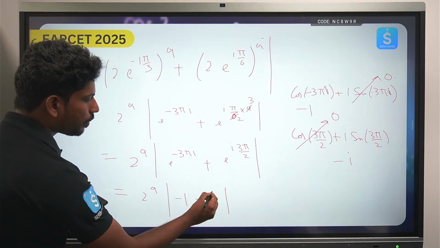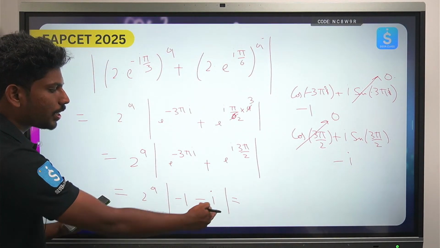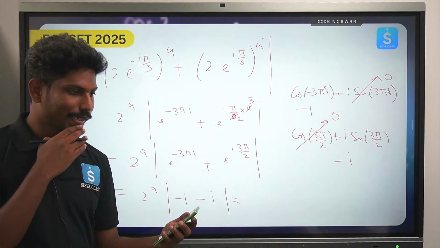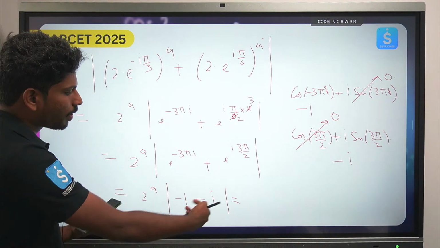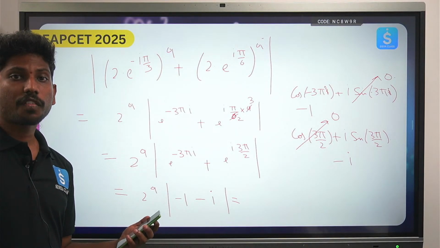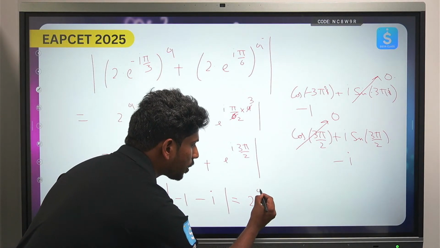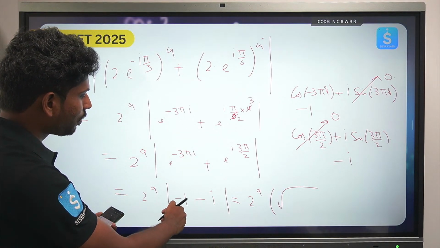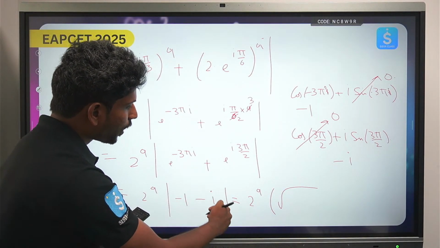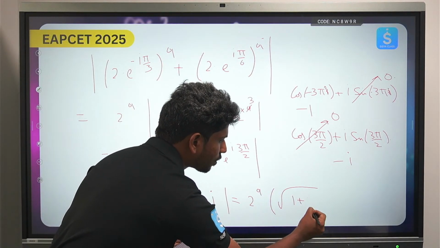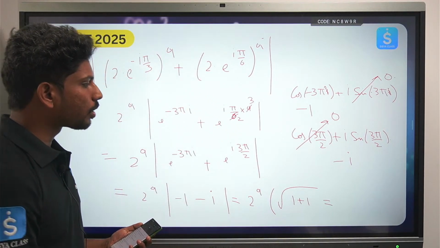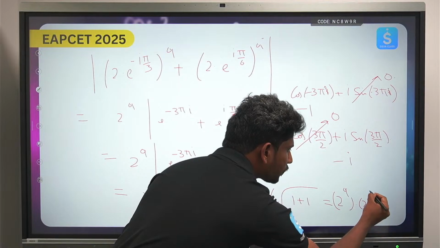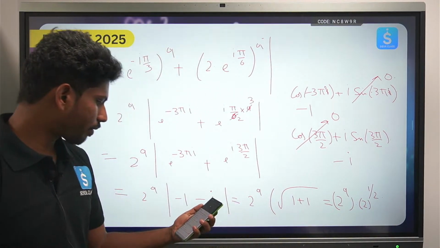So now, can you find the modulus value? What will be the modulus value of minus 1 minus i? Can anyone comment in the chat box? It is under root of a square plus b square. So 2 to the power 9 into under root of a square plus b square. So this will be 1 square plus 1 square, so 1 plus 1, which will become under root 2. So can I write it as 2 power 9 into 2 power 1 by 2? Right, 2 power 9 into 2 power 1 by 2.